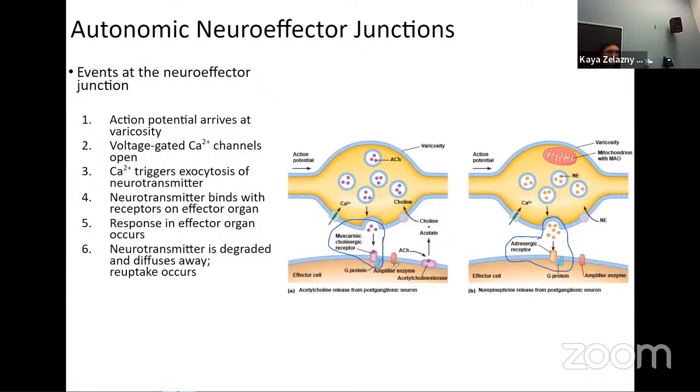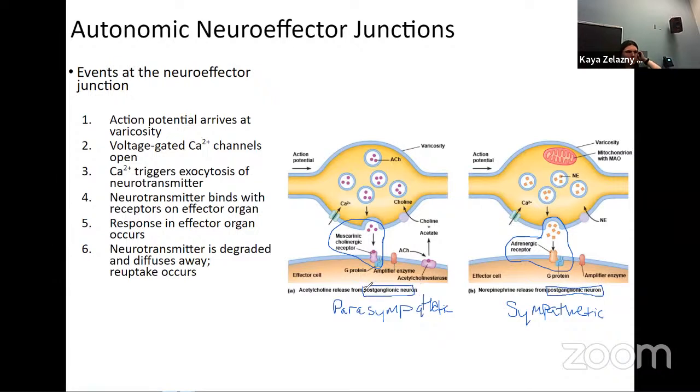It's going to be our parasympathetic postganglionic neuron here. Okay, so muscarinic cholinergic receptors. When we're thinking about our postganglionic neurons, it's the parasympathetics that release acetylcholine, the sympathetics that release mostly norepinephrine. So this is going to be our parasympathetic. And this is going to be our sympathetic. And in both cases, we're looking at a postganglionic neuron. So this is that second one in our little pathway of two neurons.